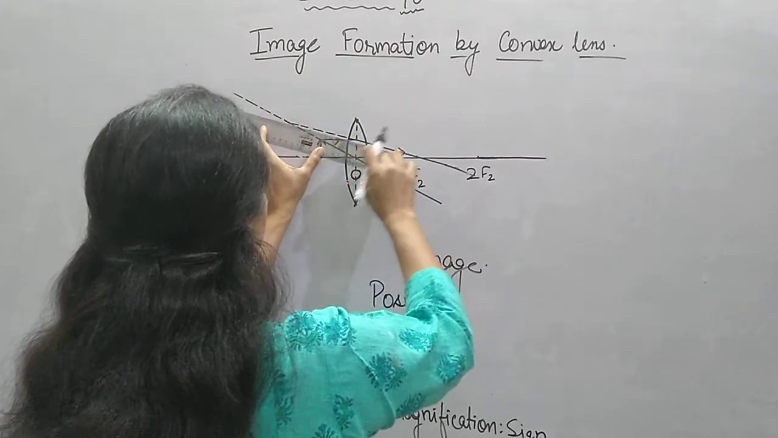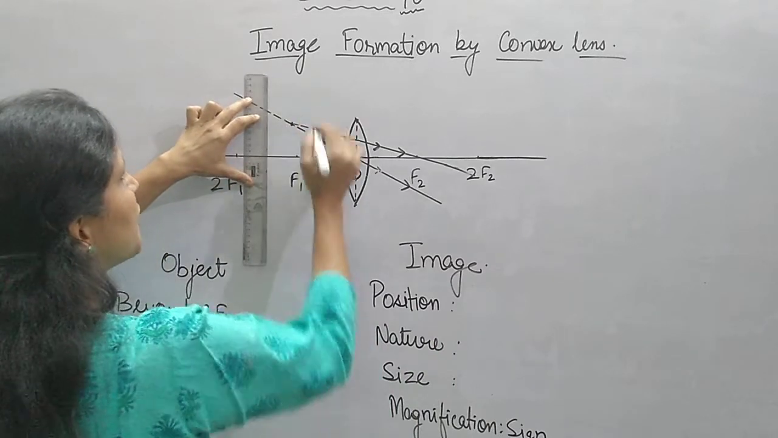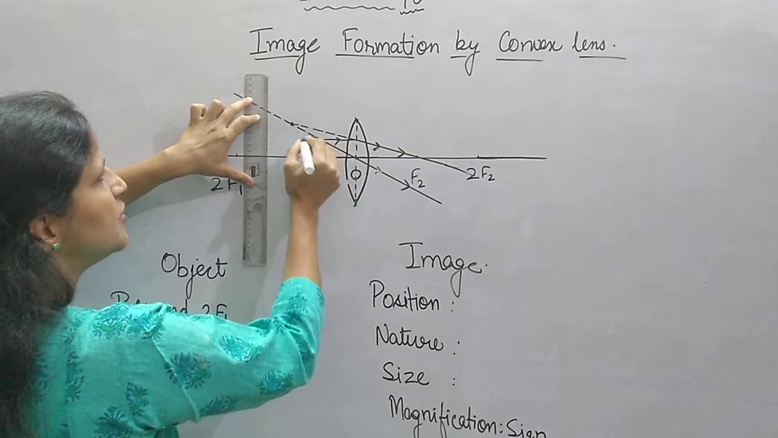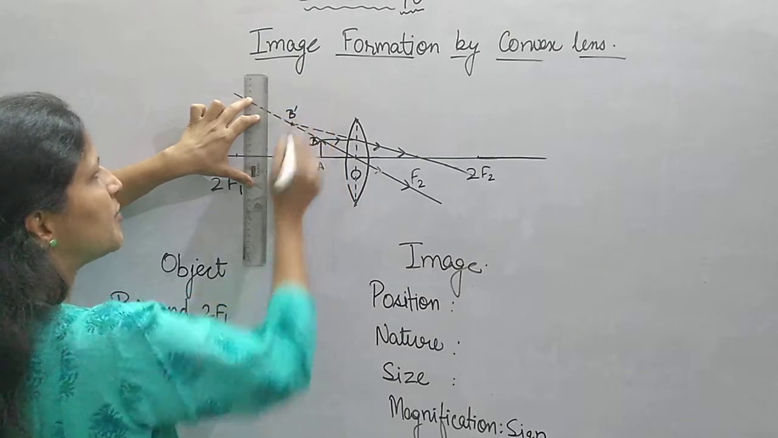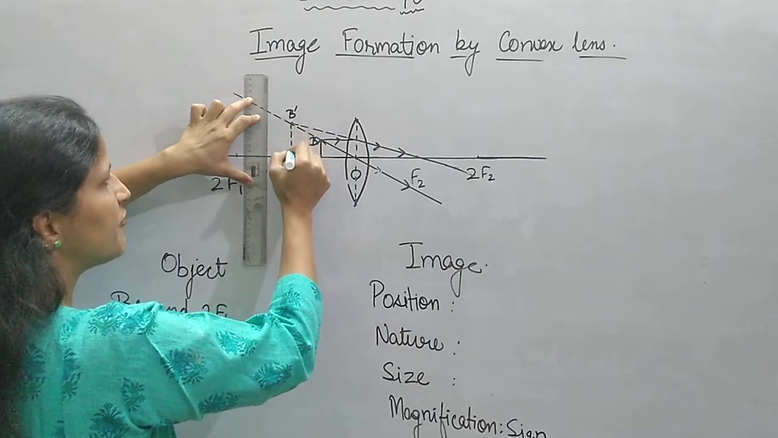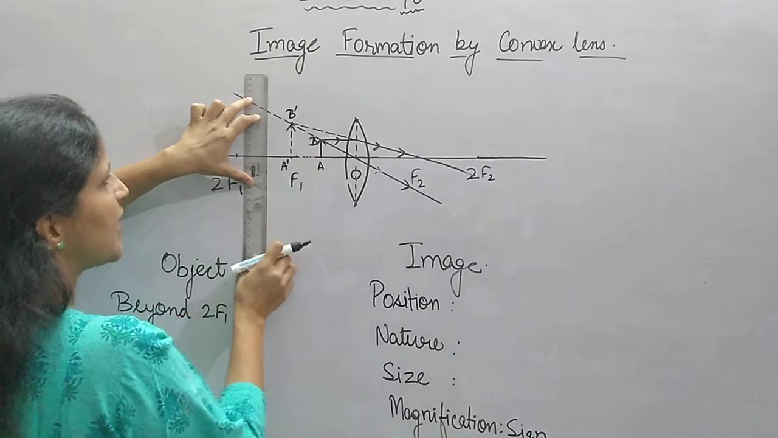So I have extended both the refracted rays and I find that they appear to meet at this point. Suppose this object is named AB. So I find that the image of B is obtained here, and this is a virtual image of B. I can draw the remaining part of the image as it is. This is A dash.